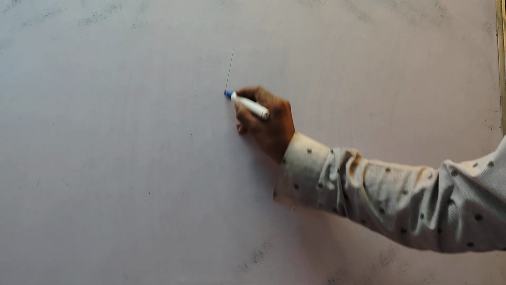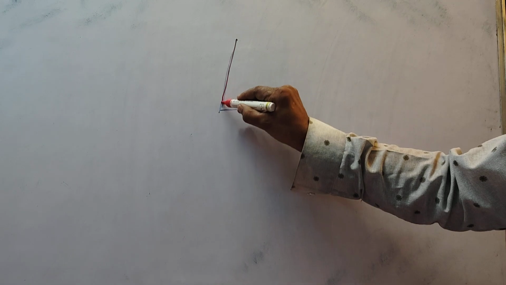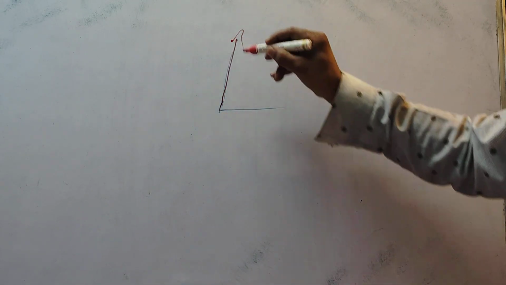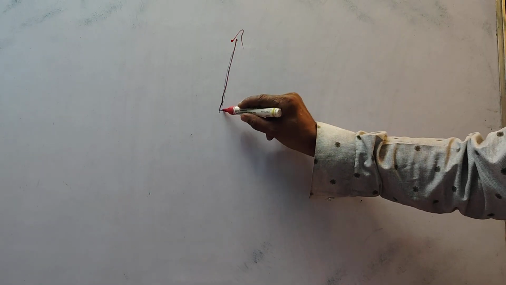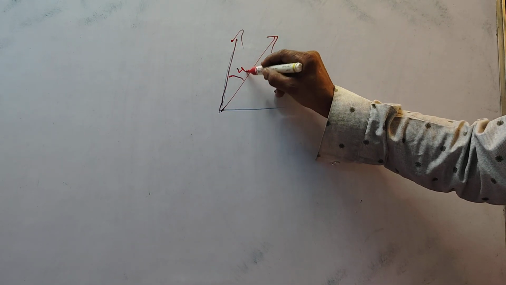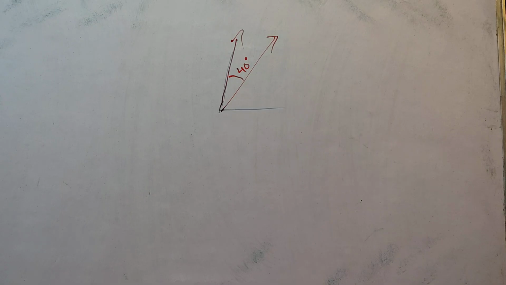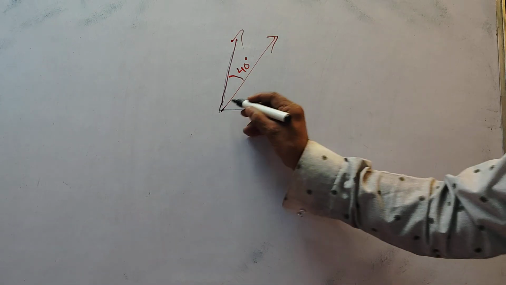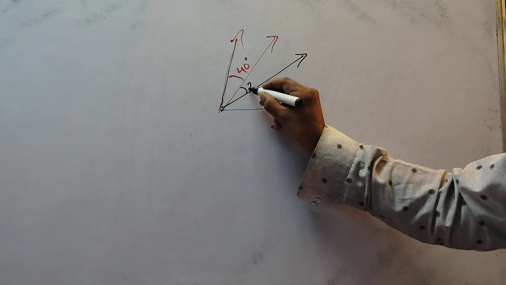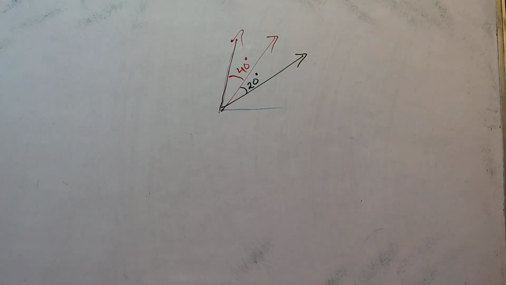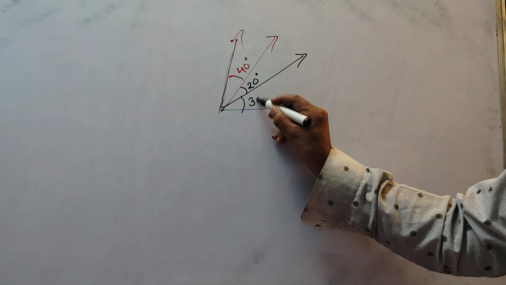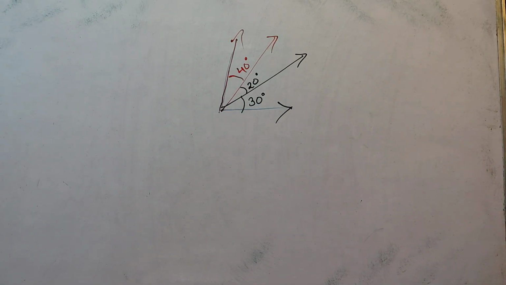Next question: different angles are given. So let us draw first. This is the ray. It makes 40 degrees with another adjacent ray, the next ray makes a 20 degree angle, and the next ray makes a 30 degree angle. So there are three angles.